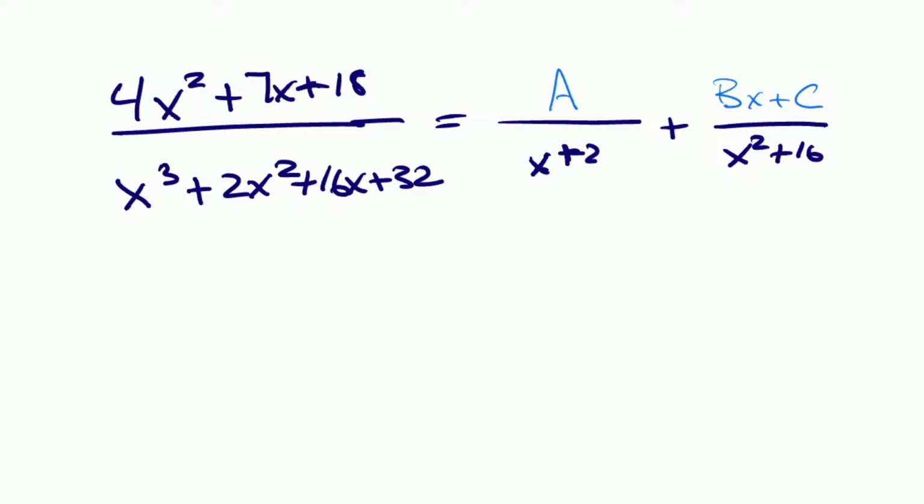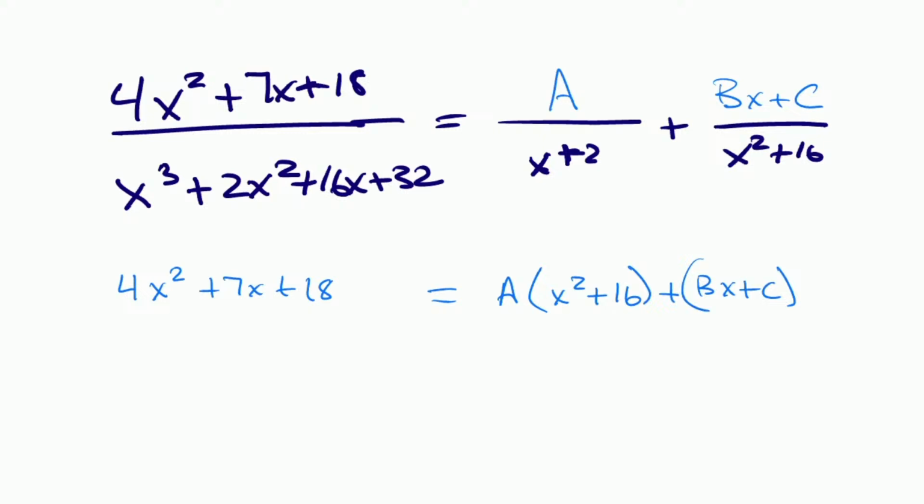And so if you'll allow me, I'm just going to write it this way. 4x squared plus 7x plus 18 is the numerator on the left, which is the only thing that is left after you multiply by that common denominator. On the right, I end up with a times x squared plus 16 plus bx plus c times x plus 2.